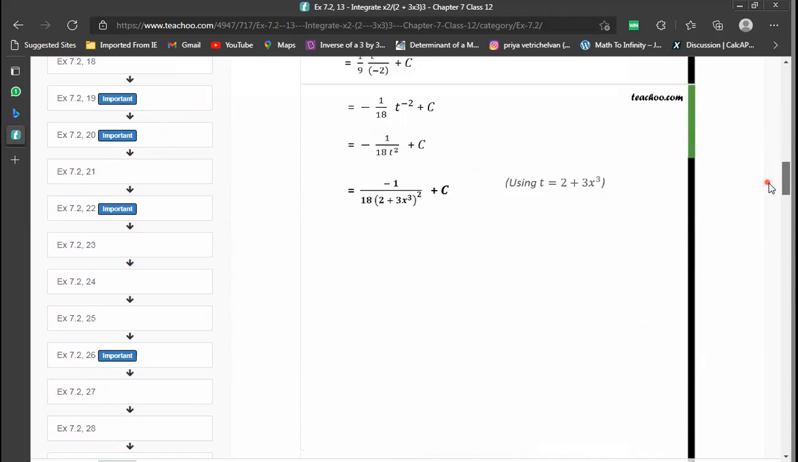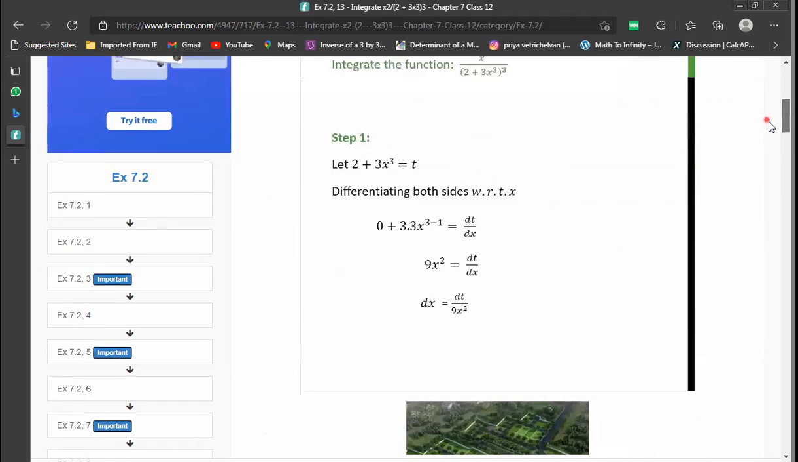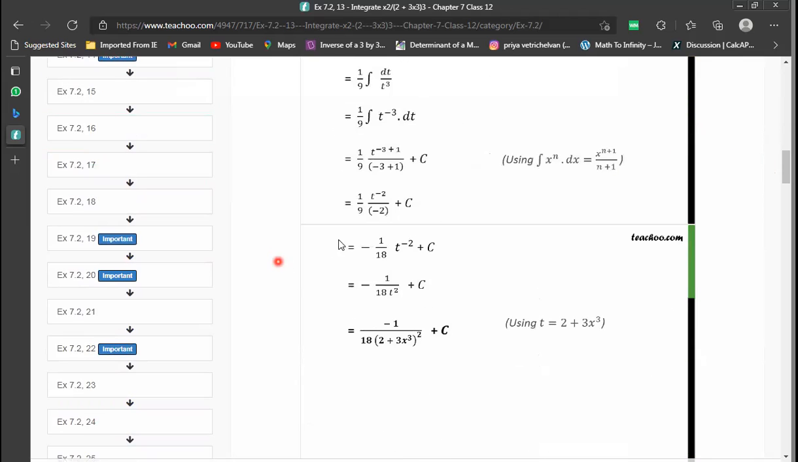Now what happens to its 9? Now 9 comes outside. 9 will multiply with the negative 2, it will turn into negative 18. Done.